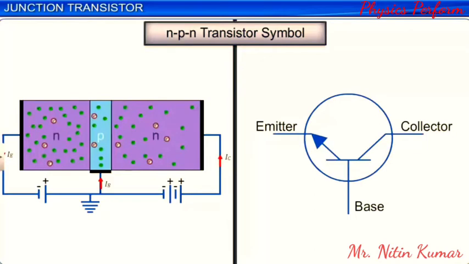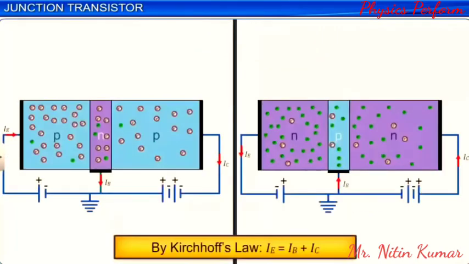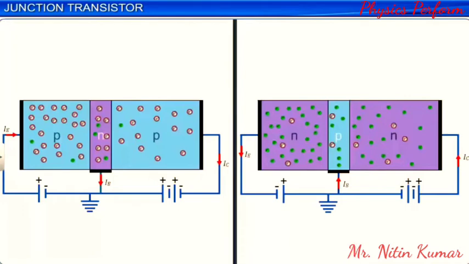Note that in both cases, the base current is very small compared to the emitter current. Thus, the emitter and the collector currents are nearly equal. In the circuits we discussed so far, the transistors were in the common base configuration. We will discuss later about different types of configurations and their uses.